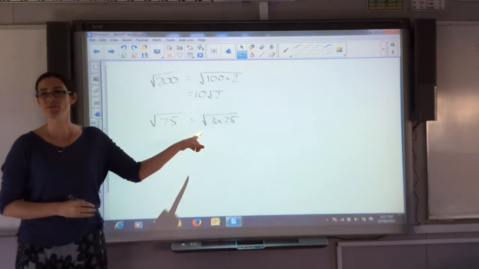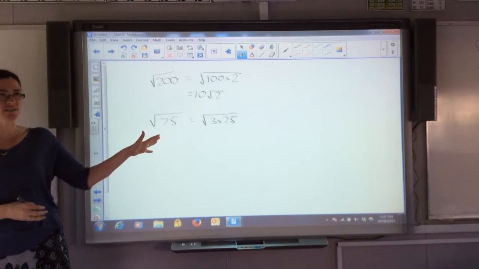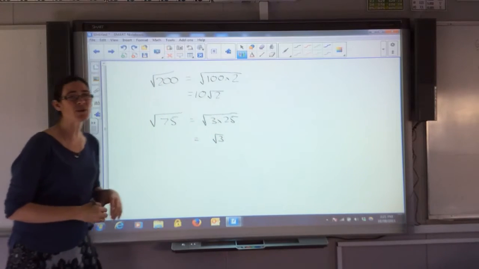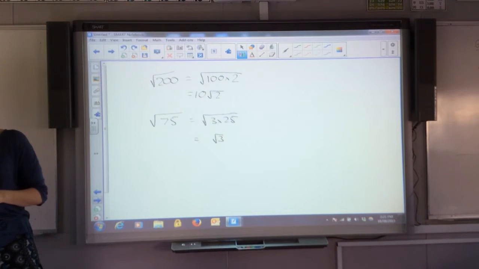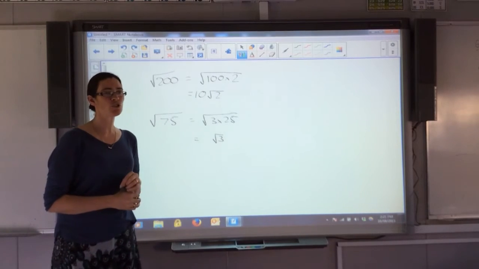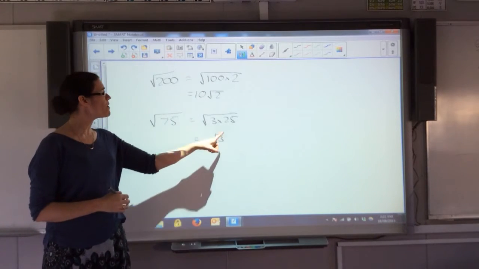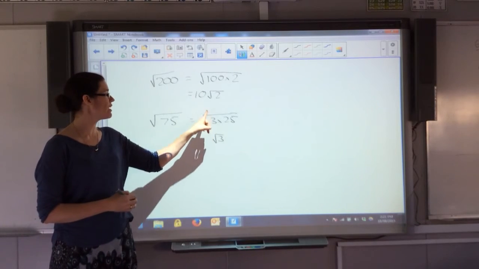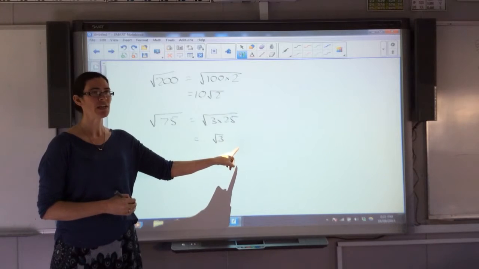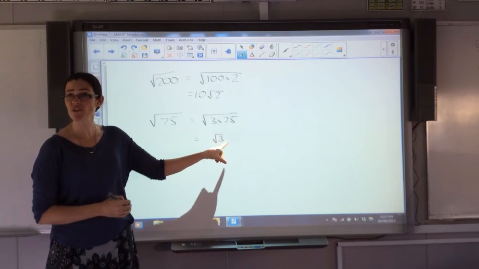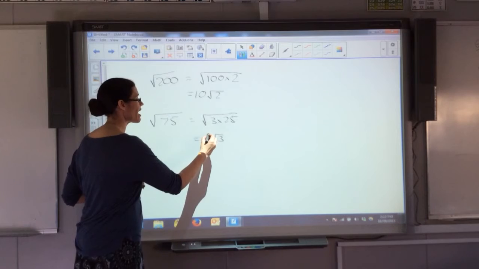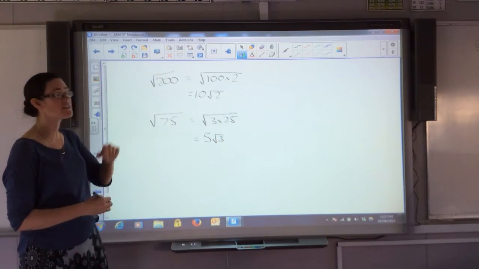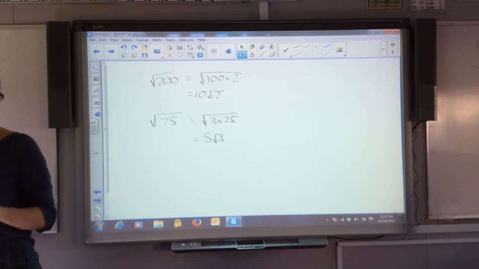Okay? Now I can't square root 3. It's not a nice answer. We're going to leave that as a root 3. I can square root 25. What's the square root of 25? 5. Now, I'm always going to put the number in front of the surd. Even though here it says root 3 times 5, it's much clearer to read. It's going to look like a 35 otherwise. Much clearer to have the whole number in front of the surd. So 5 root 3 is root 75, fully simplified.